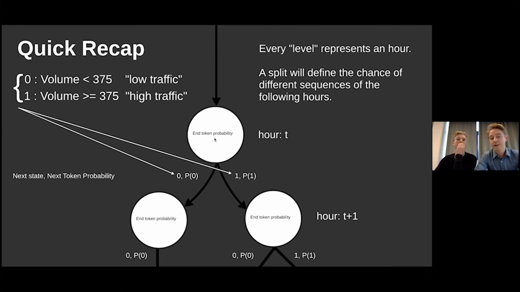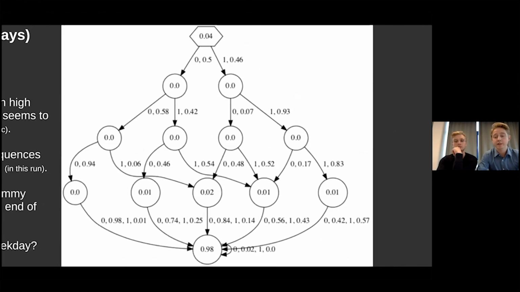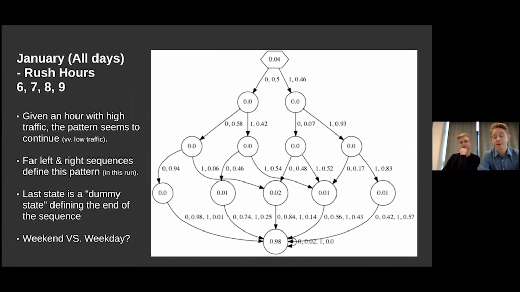What is the chance that if there is low traffic at an hour T, the low traffic will continue? Or what is the chance that if there is high traffic at the hour T, the high traffic will continue? So we'll look at the first example here. We extracted January from all of these years to look at the PDFA. This is the 6th, 7th, 8th and 9th hour of the day.